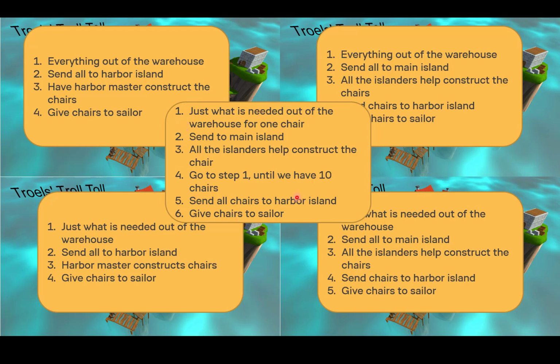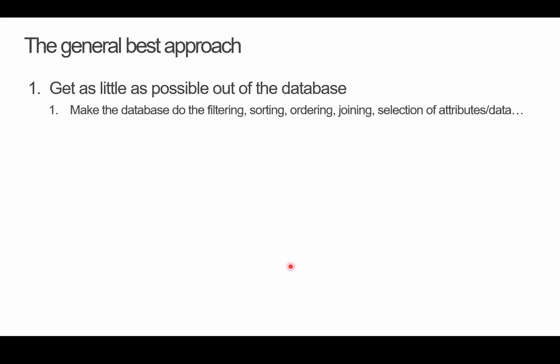So there are multiple approaches to solving this problem. You will see that all of them end up with giving the chairs to the sailor. So we have actually solved the problem, but not all approaches are equally efficient. So the general best approach is to get as little as possible out of the database. The database is super good at filtering and sorting and ordering and joining and selecting attributes or data. So it's a database that's really optimized for working with this data, and you should really try to utilize the database as much as possible.